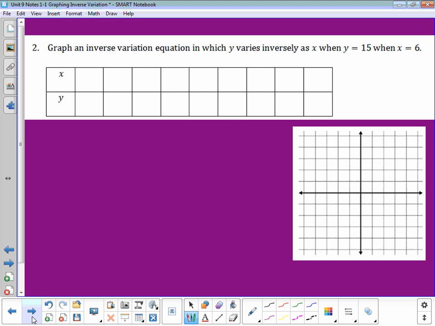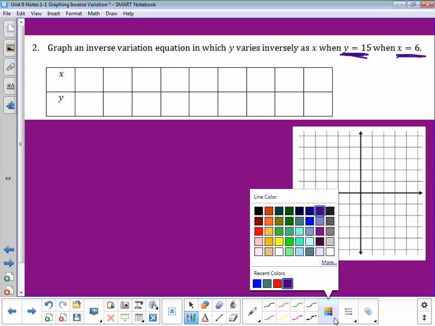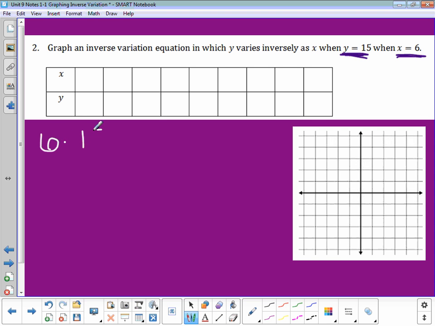So let's take a look at some straightforward graphing ones. For this one, graph an inverse variation equation where y varies inversely as x when y equals 15 and x equals 6. So now we want to calculate that out. I'm going to take those y and x values that I underlined and multiply them together. Remember that xy is equal to k.